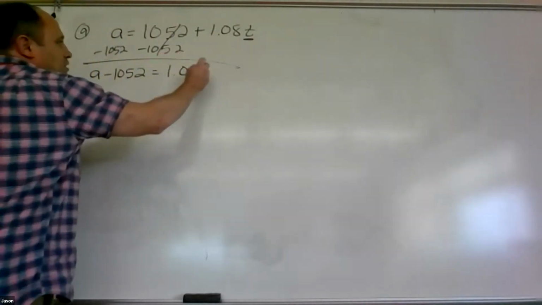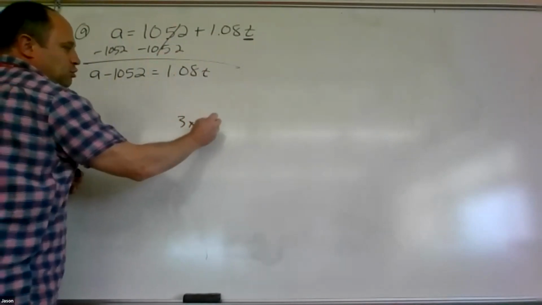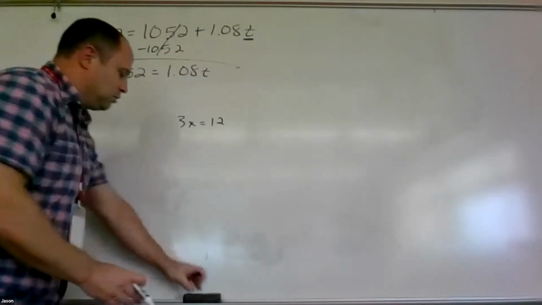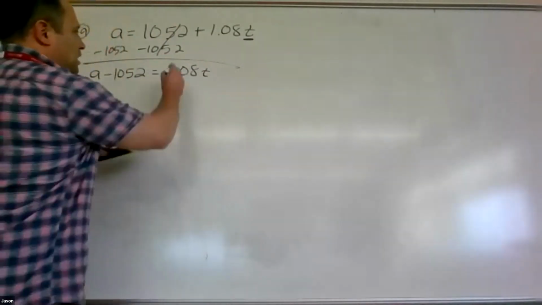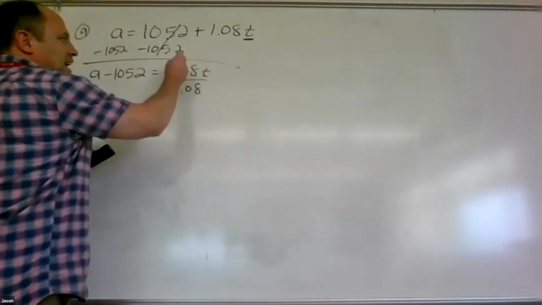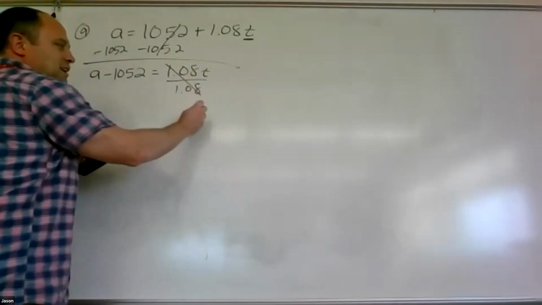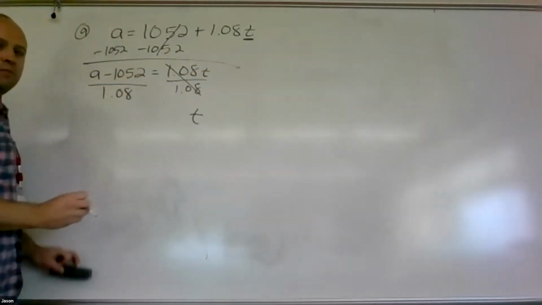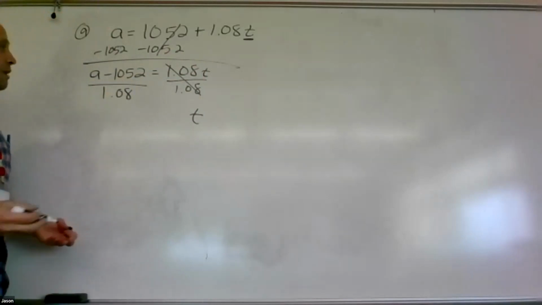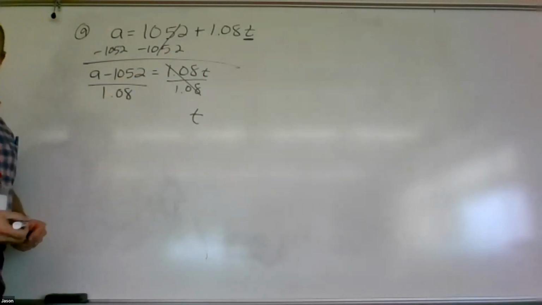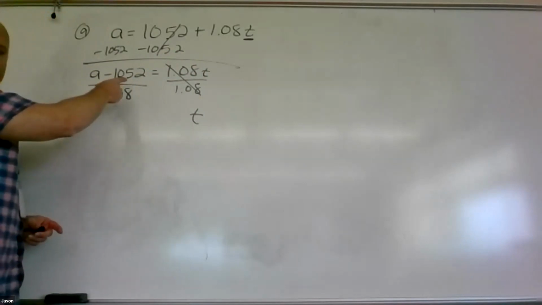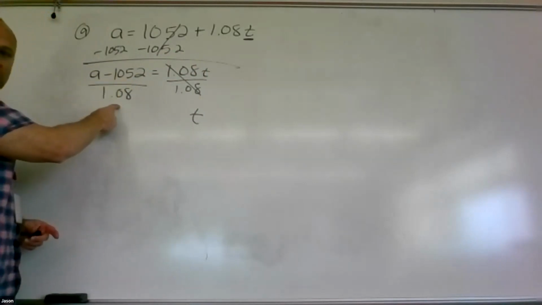Equals this. Now again, if I gave you 3x equals 12, you would know to divide both sides by 3. It's the same thing here, right? It's just divide by 1.08 because I've got to get rid of those so I get t by itself. And by doing that, I have to also, of course, divide this side by 1.08. And there's my answer. It's A. If you look at the choices there, t equals A minus 1052 divided by 1.08, going backwards, okay?